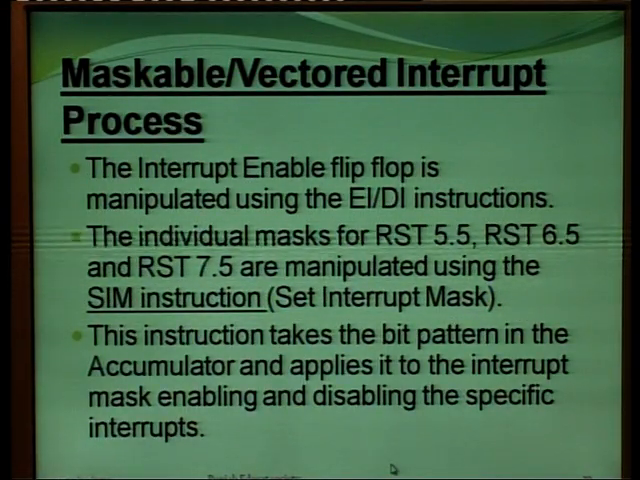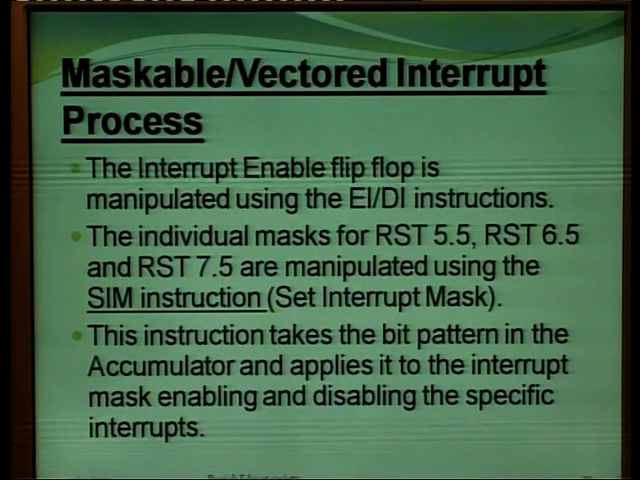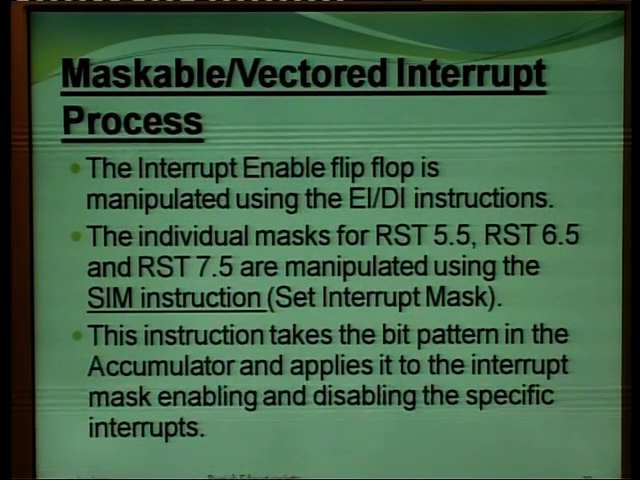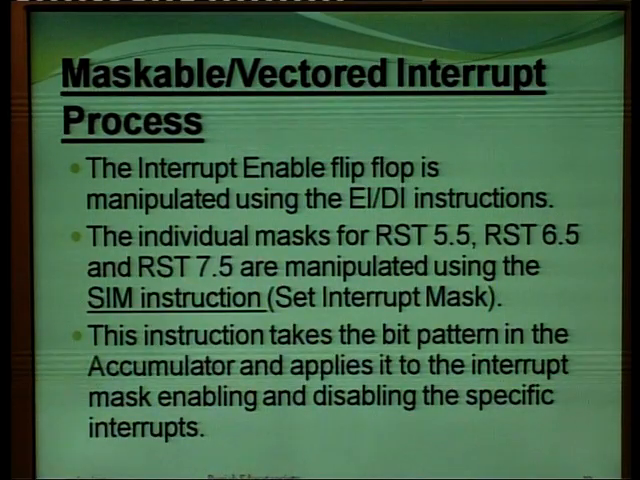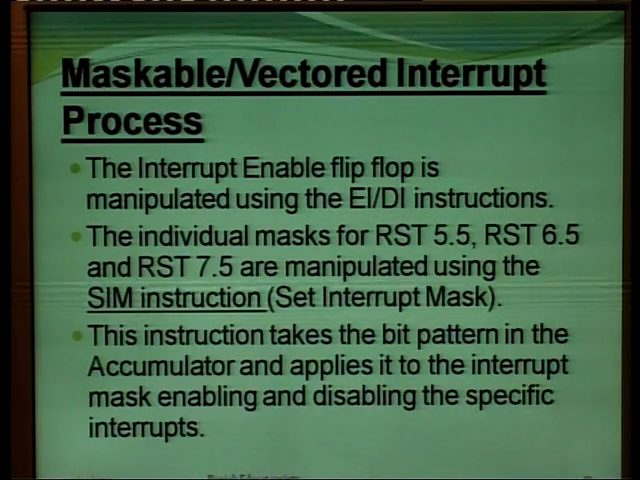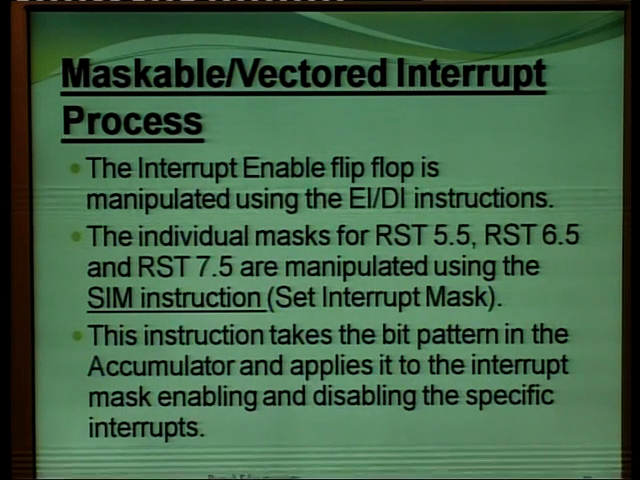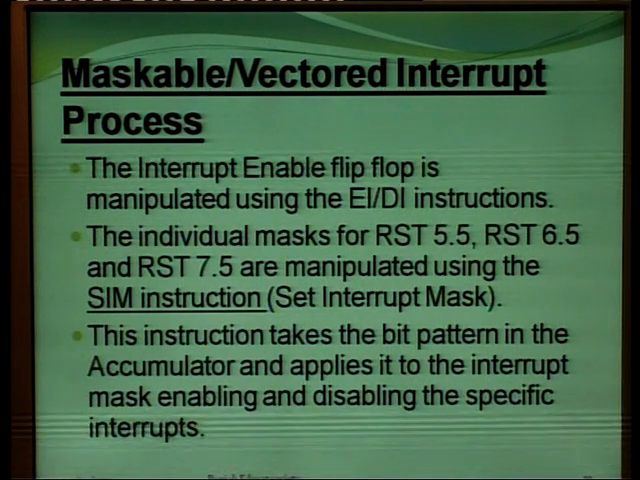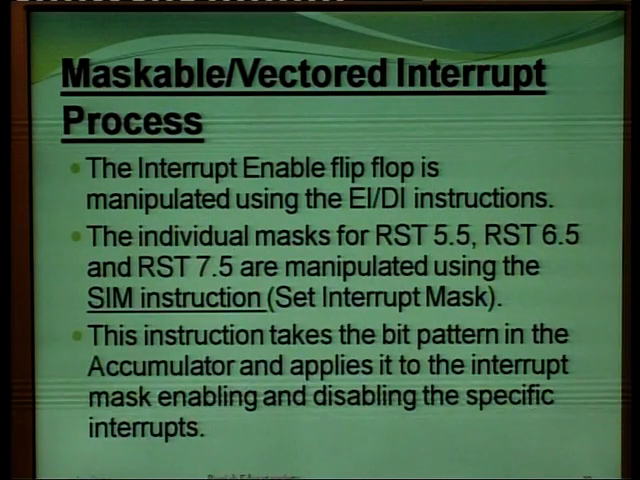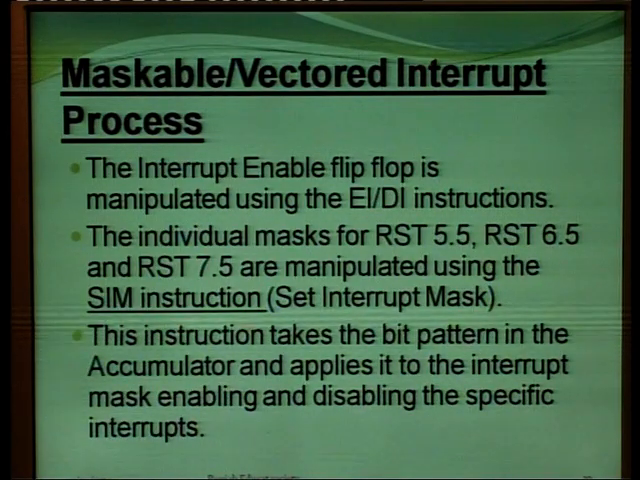The interrupt enable flip flop is manipulated using instructions EI and DI. EI is for enabling and DI is for disabling. Whereas interrupts RST 5.5, 6.5 and RST 7.5 have individual masks which are manipulated using the SIM instruction. There is an instruction SIM, that is set interrupt mask, which is used for masking these 3 interrupts individually.